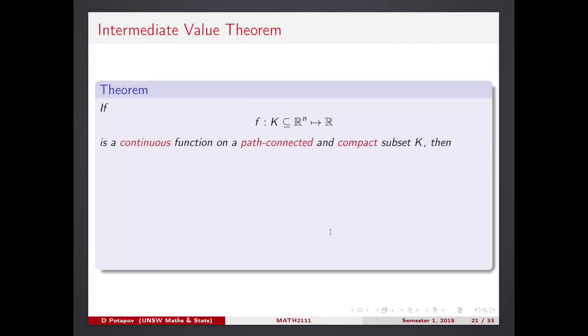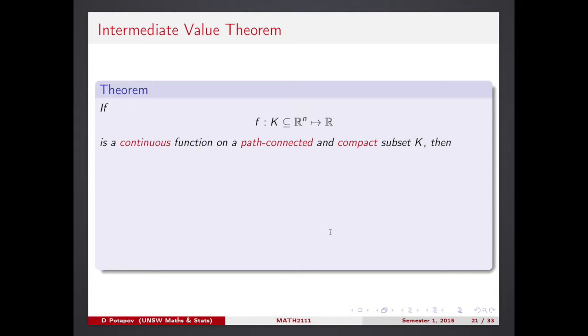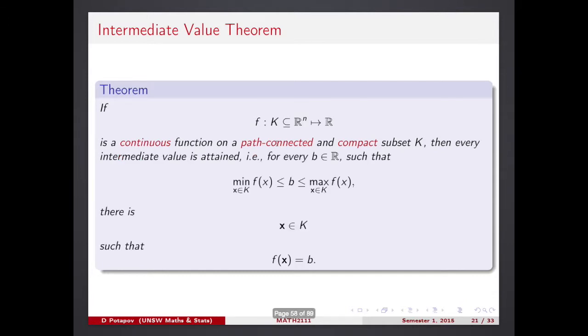For the minimax theorem, you need two important assumptions: continuity and compactness of the subset. For the intermediate value theorem, in the multidimensional setting, in the setting of multiple variables, you need the assumptions of continuity, as before, compactness, and in addition path connectedness of the subset. If you have these assumptions, then you can basically claim the same as you claim for a function of one variable: the function takes every intermediate value.